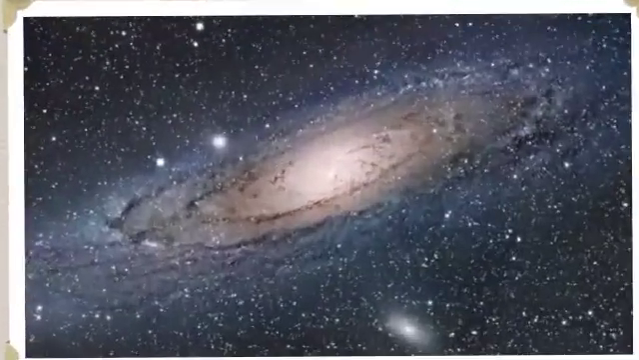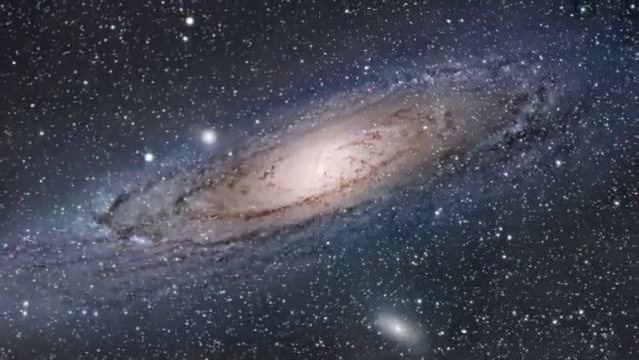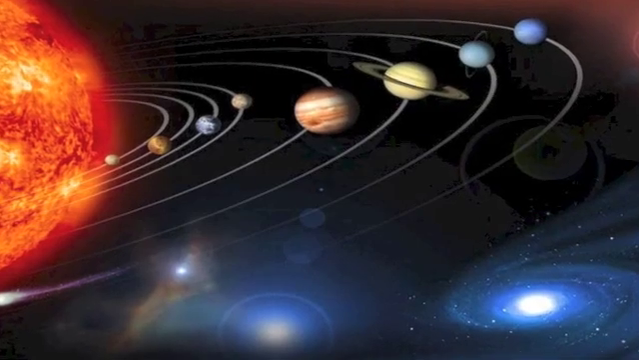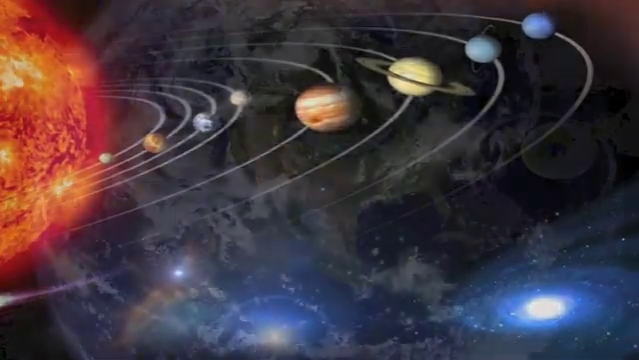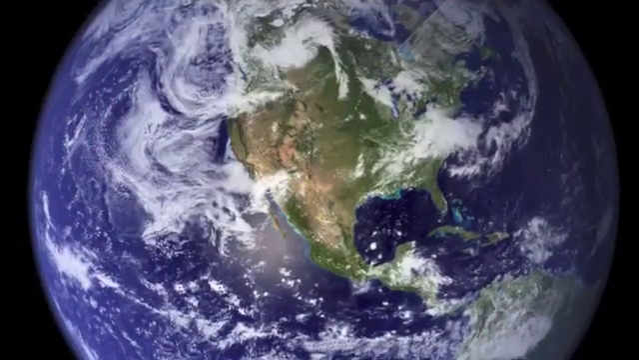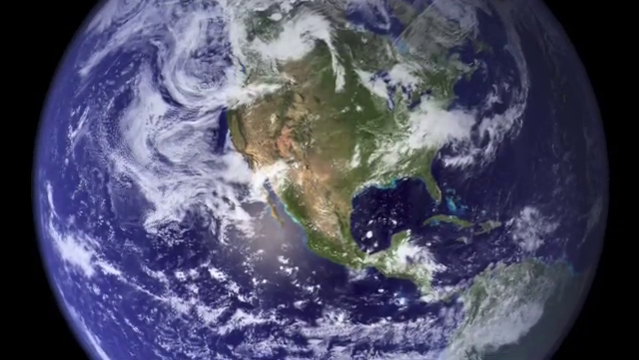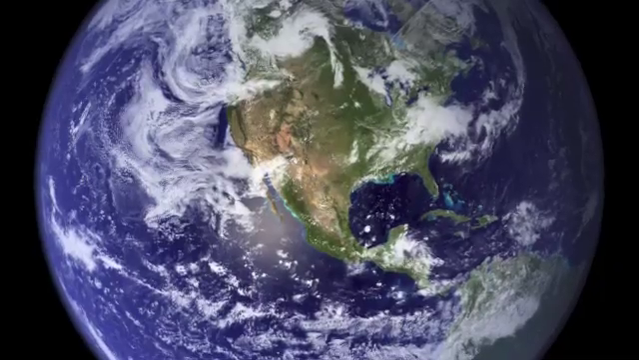Through my own research, I learned that the Milky Way is a barred spiral galaxy, and our solar system is located about 27,000 light-years away from its galactic center, which is marked by a supermassive black hole. And our planet Earth is just one of the hundreds of billions of planets in our galaxy.